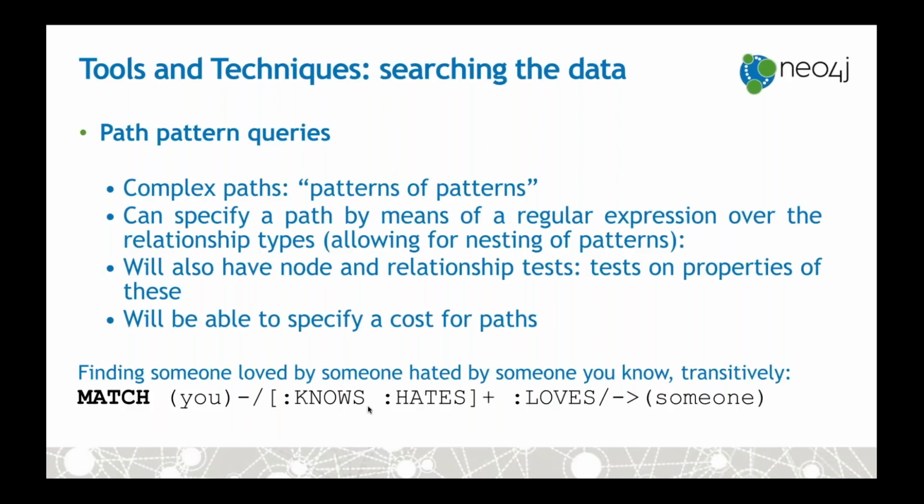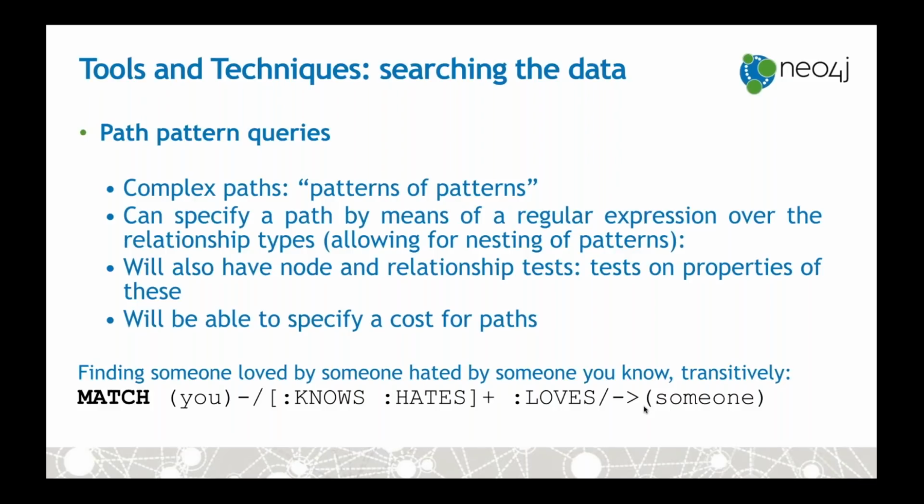So the query below, again, don't worry too much about the syntax. That's still very much under discussion. You can see it gets quite complex. The idea here is that you can find somebody who's loved by somebody who's hated by someone you know. So what this pattern is trying to describe is that there's always a knows relationship followed by a hates relationship, and that pattern as a whole occurs at least once. That's the plus operator you see over there. That's taken from regular expressions. As you may know, this means one or more times. Then as soon as you've had at least one of those instances, there's a loves relationship, an outgoing loves relationship to someone else. And that's the pattern that would then be matched.